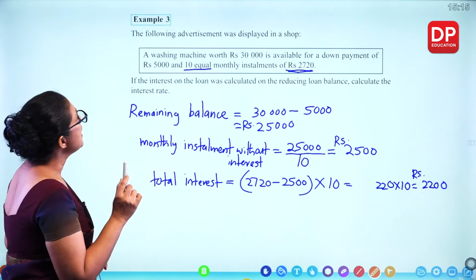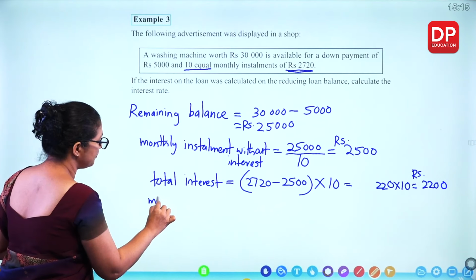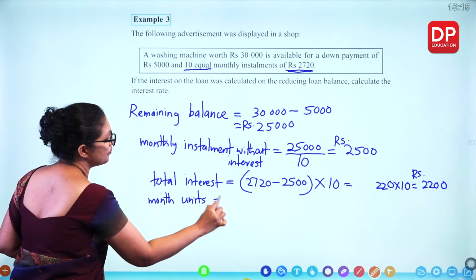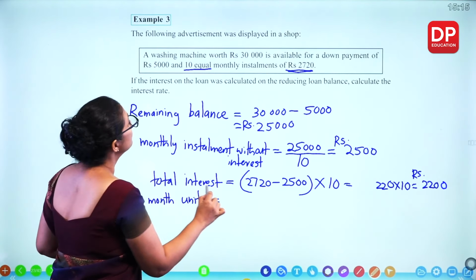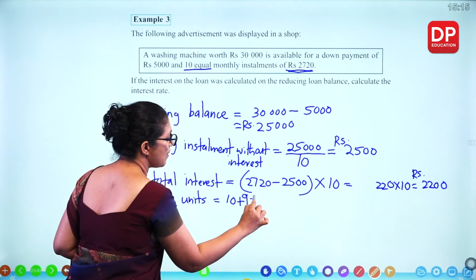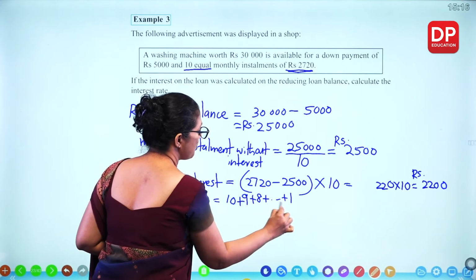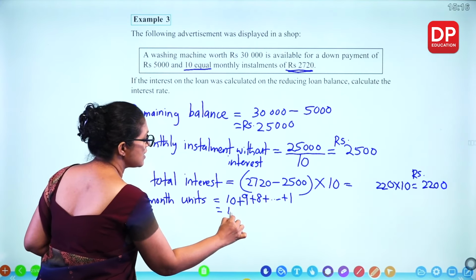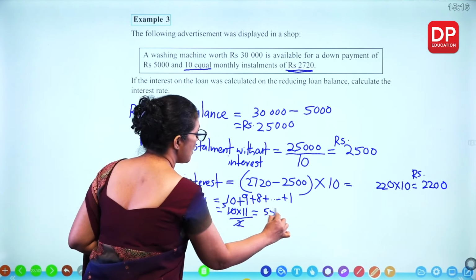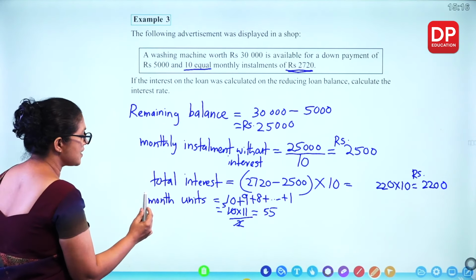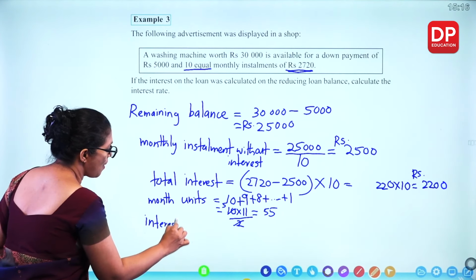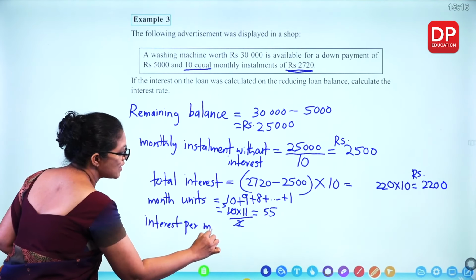So how many month units are there? This is 10 equal parts. So 10 plus 9 plus 8 up to 1. So 10 times 11 divided by 2. So there are 55 month units. So what's the interest per month unit?